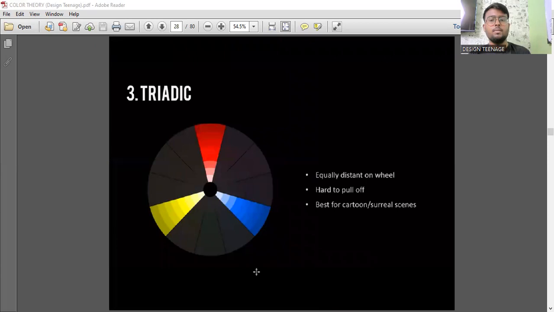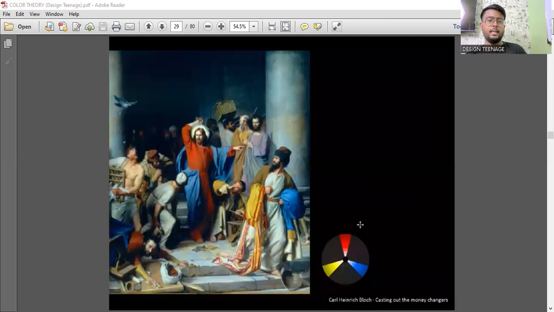And we have here now the triadic color scheme. So what is the triadic color scheme? Triadic color schemes are colors equally distant on the wheel, hard to pull off, best for cartoon or surreal scenes. Now, let's see some examples. For example, over here the color scheme achieved is from three different colors which are equally distant from each other. So in a color wheel, there will be a gap of three colors that makes this composition.